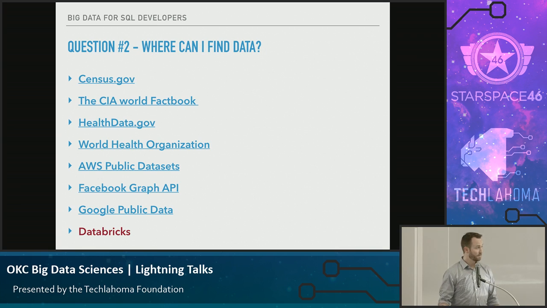Number 2, where can I find data? It's probably not too hard of a challenge for you, but if you're not familiar, these are some really good data sets right here. Good size. AWS actually provides several public data sets. I didn't realize that before I started digging in. But also down there at the bottom, if you're on the Databricks cluster, they put several data sets out there handy for you to use too. So that's one more step that you don't have to go through of digging in and finding all that data.